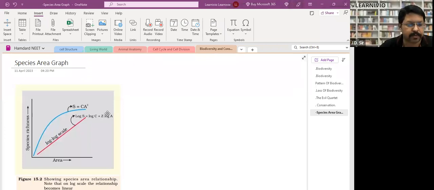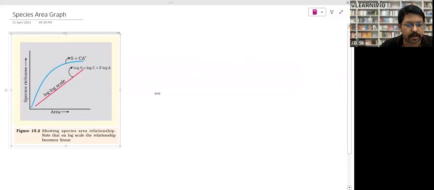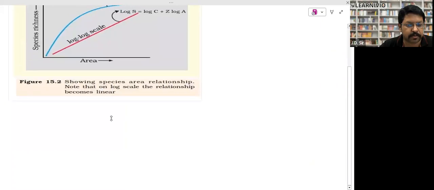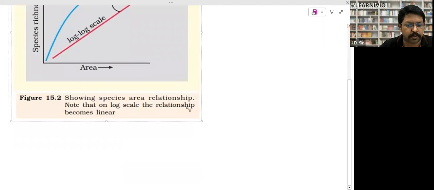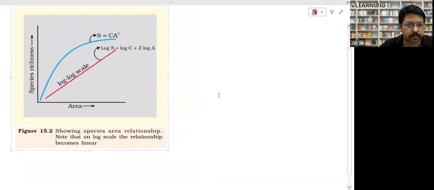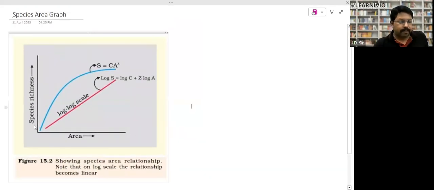This is the graph which has been given in NCERT. This is the species-area relationship. Look, let me make you understand. Here you can see if the area increases, then the species richness increases, meaning the biodiversity increases, right? And they have given the formula, a log formula on the log scale: log C and log Z, log A, right? So log A is the area, log C is the richness, and log S will be the diversity, right?